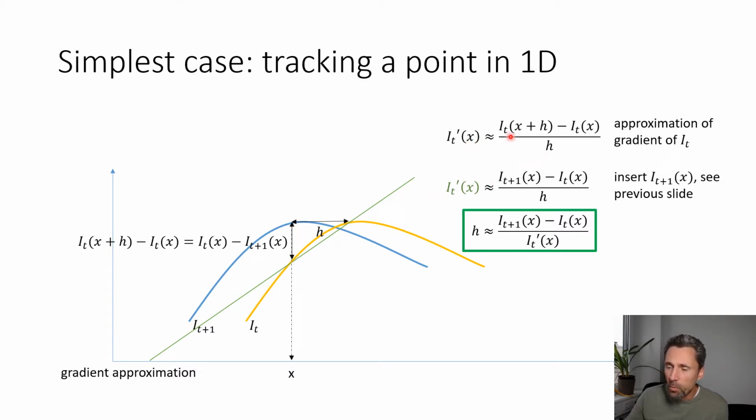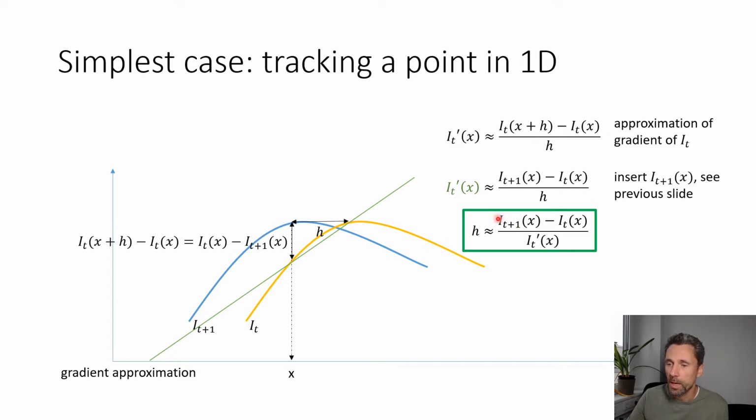And then what we'll do is we just use what we saw on the previous slide. Remember that I_t at the shifted location is the I_{t+1} function at x. Okay, and so we'll replace that. And so what we'll have is we look at the image brightness difference at the same point and divide by h, and we will have an approximation of our image gradient at this point. Yeah? And now what we could just do is multiply by h and divide by that gradient, and we have an approximation of how much the object moved.